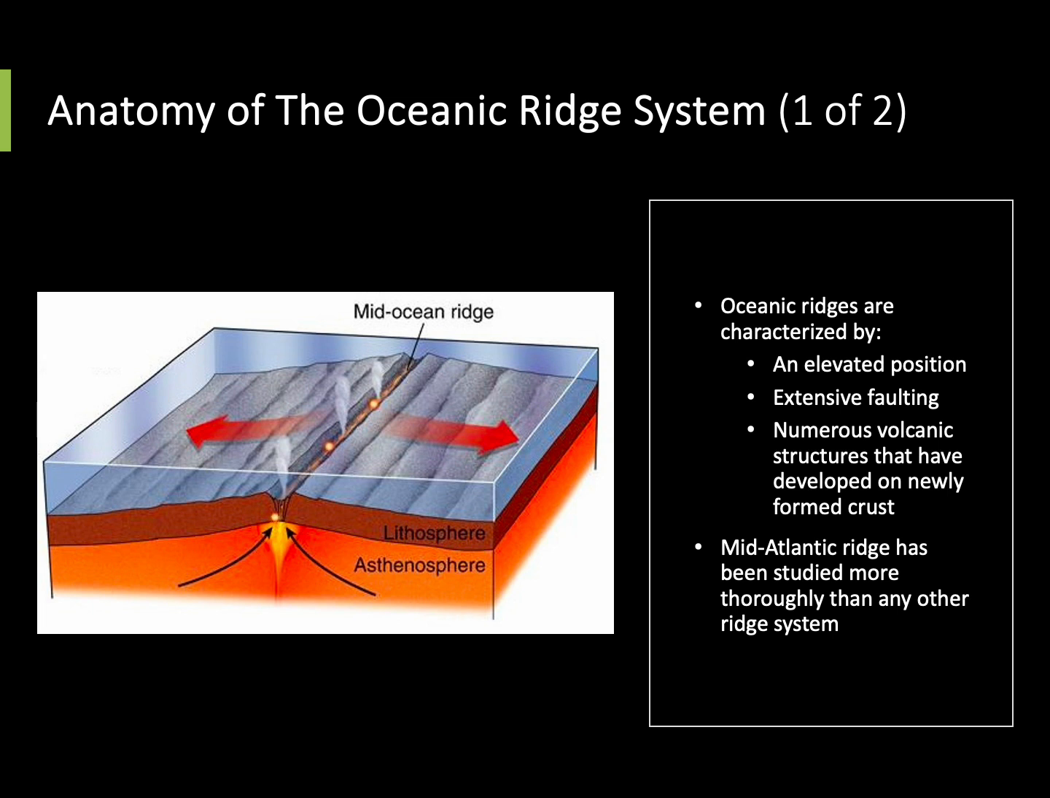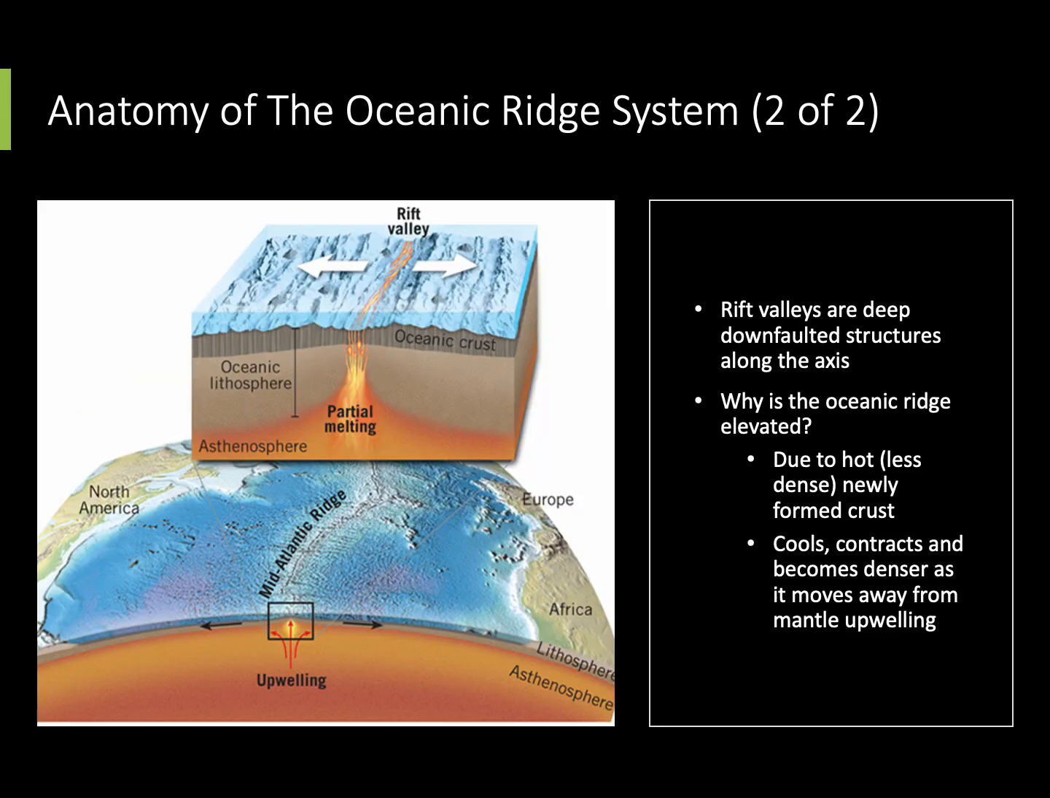And while we have mid-ocean ridges in every single one of our oceans, the Mid-Atlantic Ridge is the best studied. We know more about the Mid-Atlantic Ridge than any other ridge system on our planet. Even though at our mid-ocean ridge we see that it's elevated, at the very center of that divergent boundary where the spreading center is, a rift valley forms. And a rift valley is just going to be a really deep, broken area in the very middle of this divergent boundary where it's being rifted or broken into two.